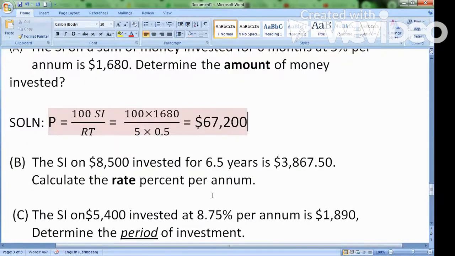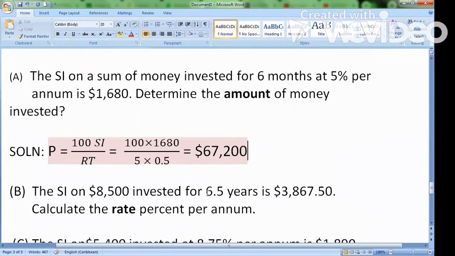You know why it couldn't be 16,000 either? Remember, this is the money that you invest, right? You couldn't invest 16 grand for half a year at 5% and get 1,600, 800. That doesn't make sense.